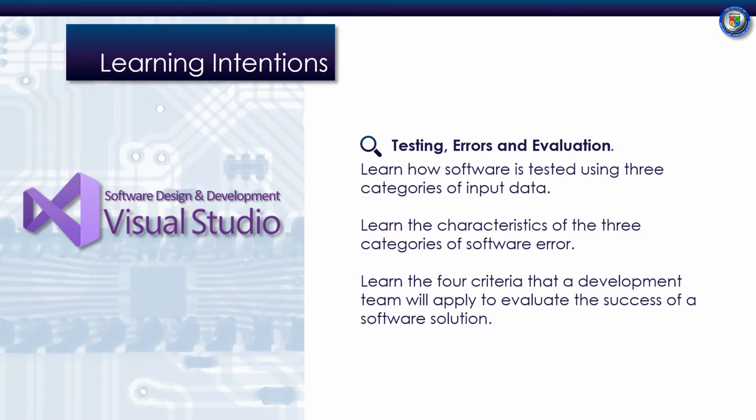As always, we have some learning intentions. We'll learn how software is tested using 3 categories of input data. We will learn the characteristics of the 3 categories of software error, and we'll learn the 4 criteria that a development team will apply to evaluate the success of a software solution.